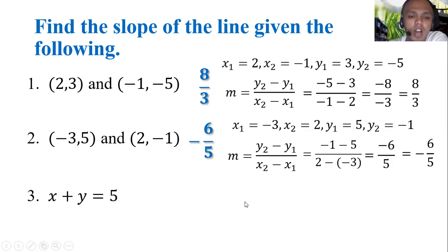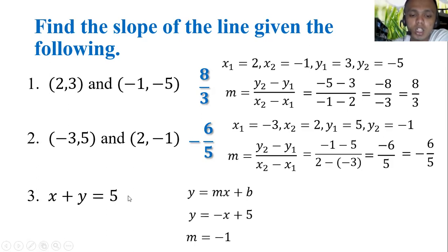How about number 3? Number 3, instead of using this formula, we will use the slope intercept form. We have x plus y equal to 5. I-rewrite natin siya into this form. Now, transpose your x to the other side, then we have y equal to negative x plus 5. What is your slope here? That is negative 1.